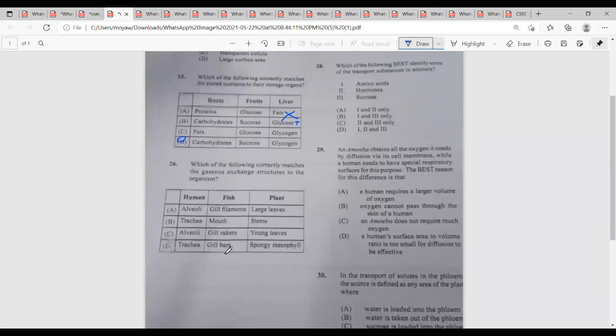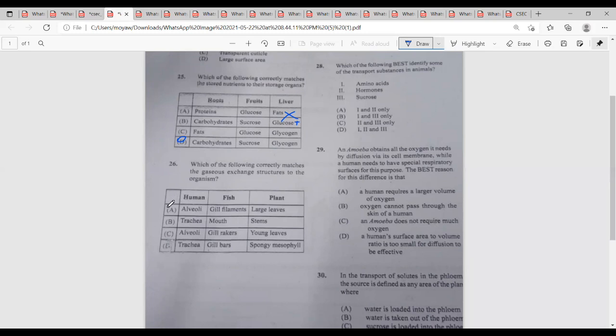So 26. Which of the following matches the gaseous exchange structures to the organism? So we have human, fish, and plants. So this is a repeated question. So we're looking for the gaseous exchange. And A, alveoli, gill filament, large leaf. B, trachea, mouth, stem. C, alveoli, gill rakers, young leaf. D, trachea, gill bars, and spongy mesophyll.